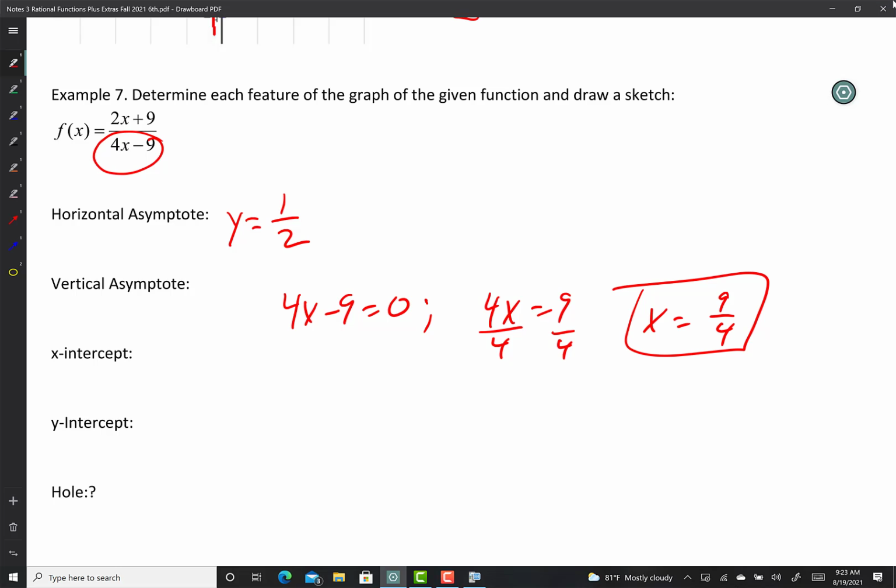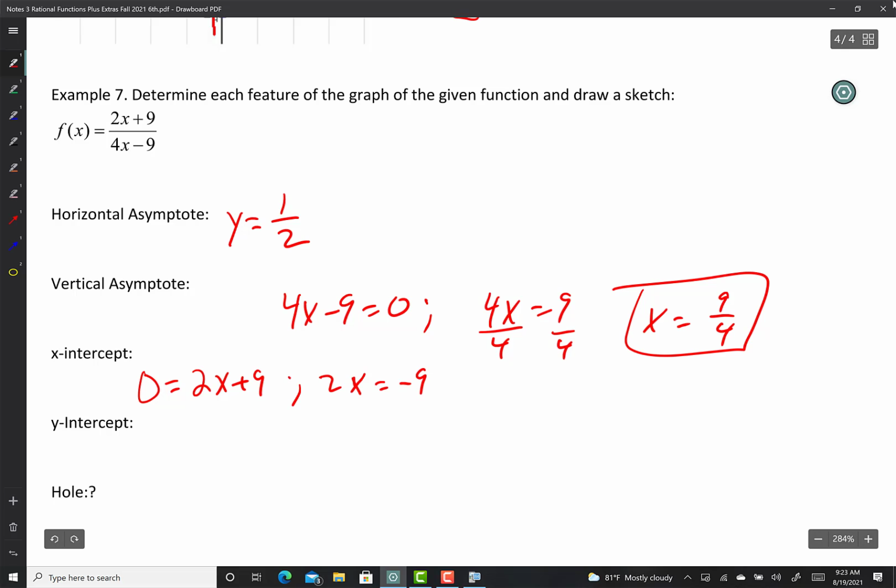X-intercept. What do I do to find the x-intercept? Make the numerator equal to 0. Is that what you said? Perfect. Solve for that. So again, 2x equals -9. Divide by 2. Divide by 2. X equals -9/2. So my x-intercept is -9/2, comma 0, or -4.5.